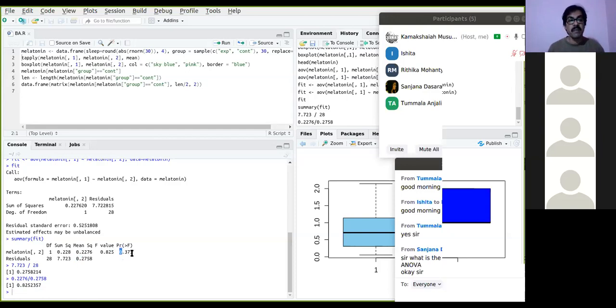When you look at the p-value, it is very clear that it is greater than 0.05. So if the value is greater than 0.05, we fail to reject the null hypothesis. What is the null hypothesis? The group-wise differences are not statistically significant.